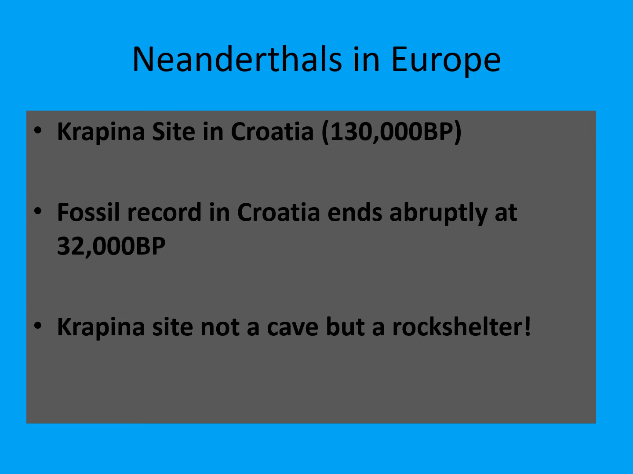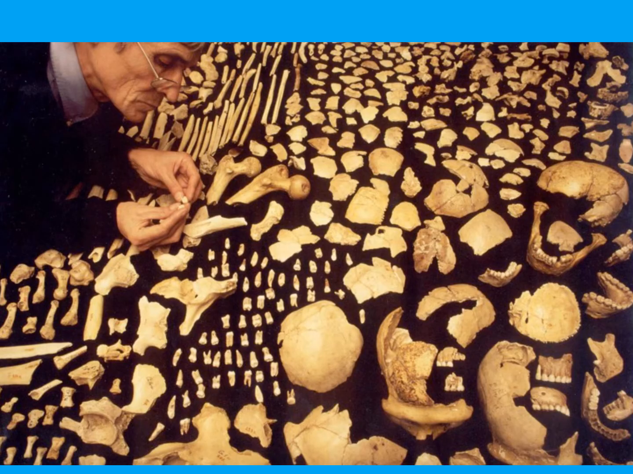So the Krapina site is not a cave. It is a rock shelter. When you read the literature, you might hear some refer to it as a cave. It's actually not a cave, because it doesn't have the caverns and chambers that a normal cave has. It's more of a rock shelter, which is just an outcropping of rock that they used as a temporary residence. So this is just showing you some of the specimens that have been pulled out of Krapina.